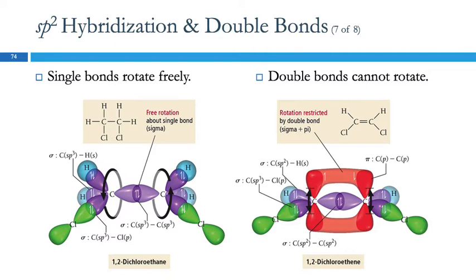So in the model, when we have a double bond, let's see, gunk on it.